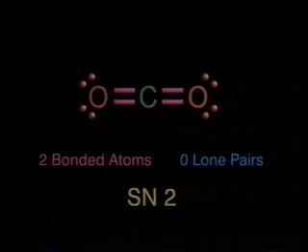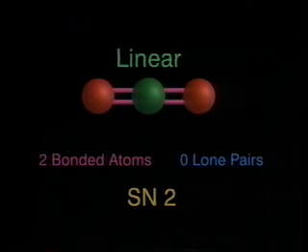VSEPR also applies to molecules like CO2 that have double bonds. Carbon dioxide has 2 bonded atoms and no lone pairs. The steric number of 2 thus produces a linear shape.